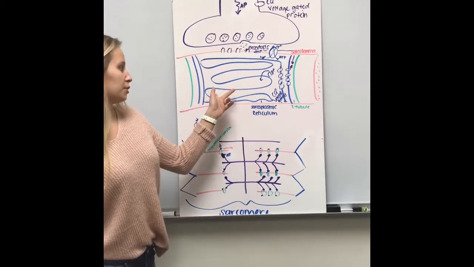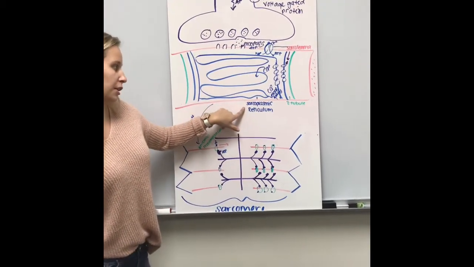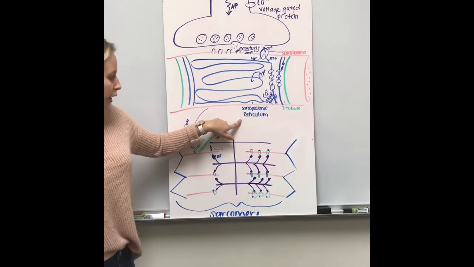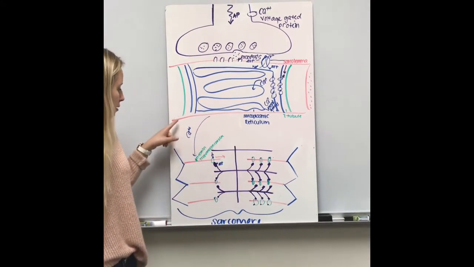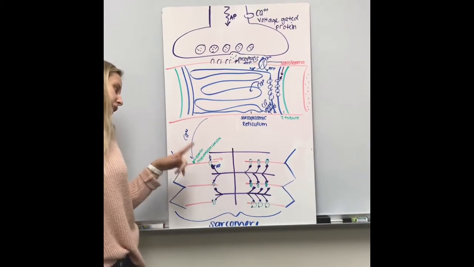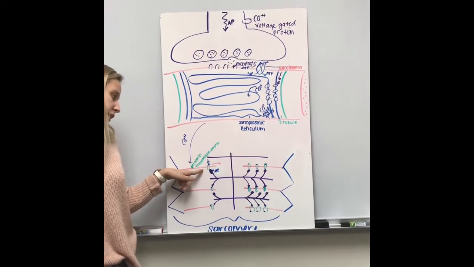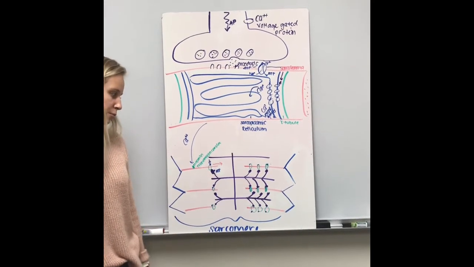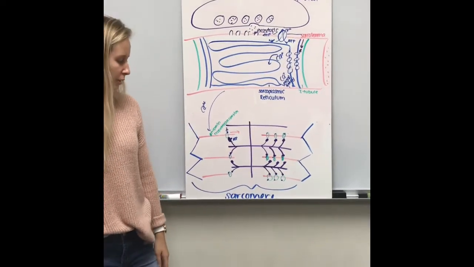So this calcium needs to be reabsorbed by the sarcoplasmic reticulum, which needs ATP. And then since no active sites will be open anymore, then the myosin heads cannot bind to the active site, and then there will be no more power strokes, which means that the muscle fiber will not shorten anymore.